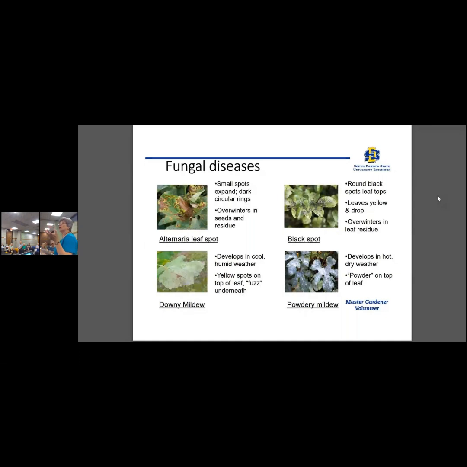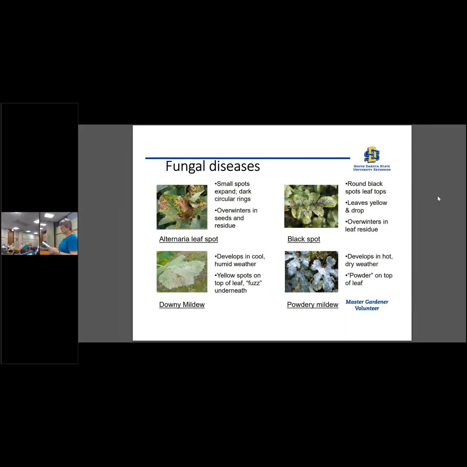The leaves get yellow and drop, and this overwinters in leaf residue. So you want to clean up the leaves and get rid of them. When we talk about pollinators, remember we said leave your plant debris over the winter so the pollinators have a place to live over the winter in the stems and so on. Well, if your plants are healthy, you can do that. But if your plants are not healthy, then you want to clean up the debris because you don't want it infecting next year's crops.